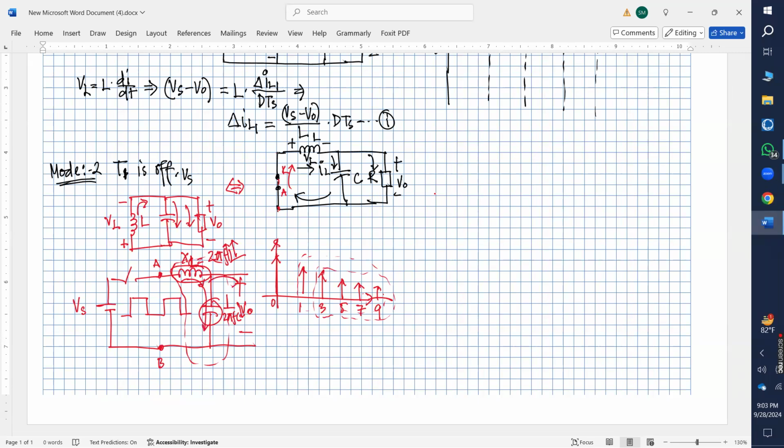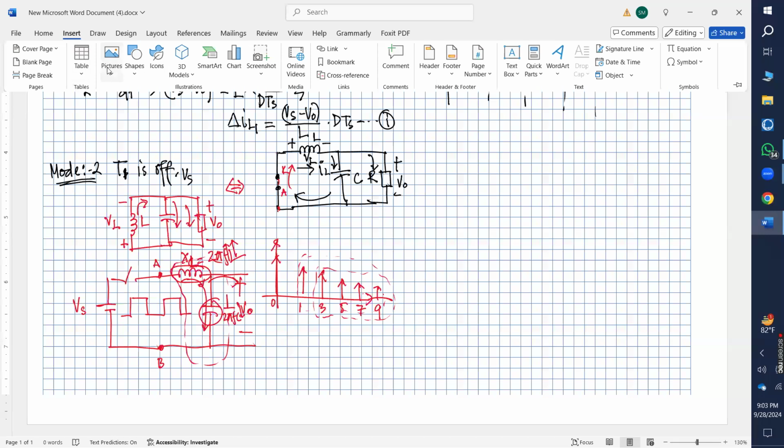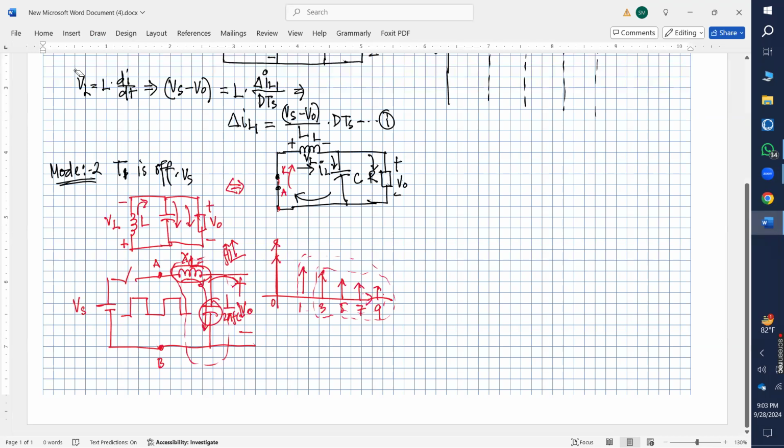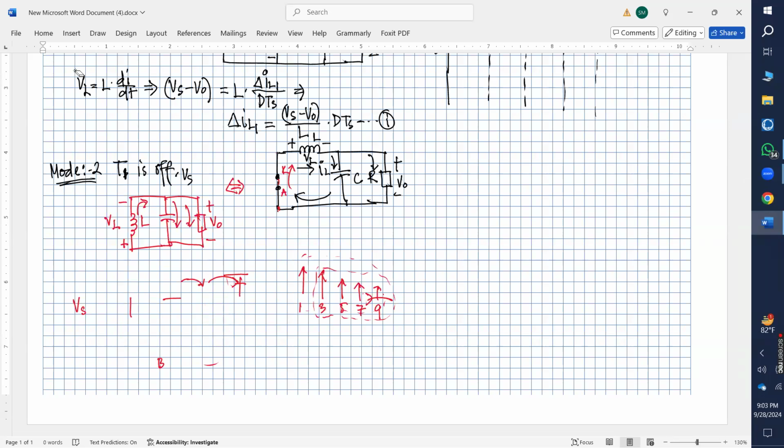Make sense? Yes, sir. Any more questions? No, sir. I hope you have studied filters, right? Yes, sir, we have. But I don't know why you don't have a clear concept of this one.